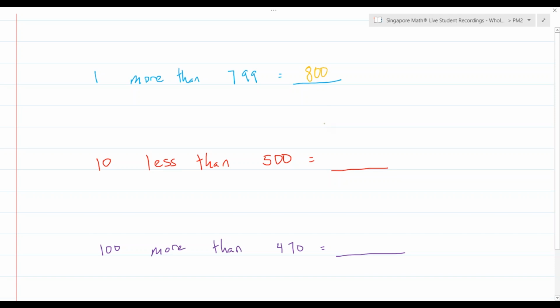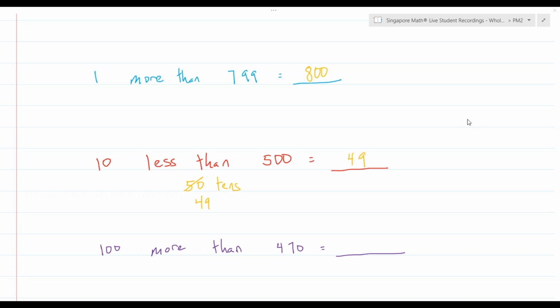Sometimes it's better to think about how many tens and ones and hundreds you have. Sometimes it's good to think of it as a whole number. 799, go up 1, you're at 800. But what about 10 less than 500? It's really nice to be able to look at 500 and say 500 is 50 tens. So if you have 10 less, then you're going to have 49 tens. So 10 less than 500 is 490.